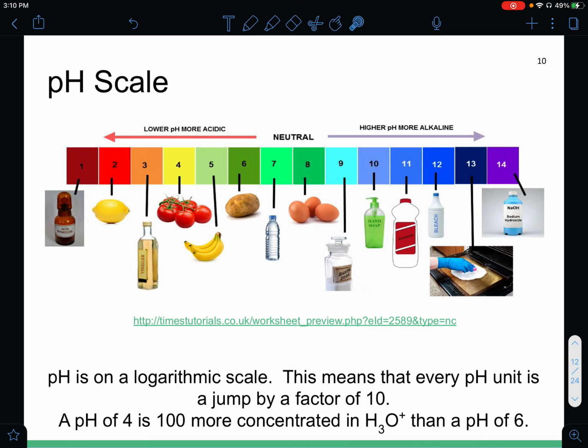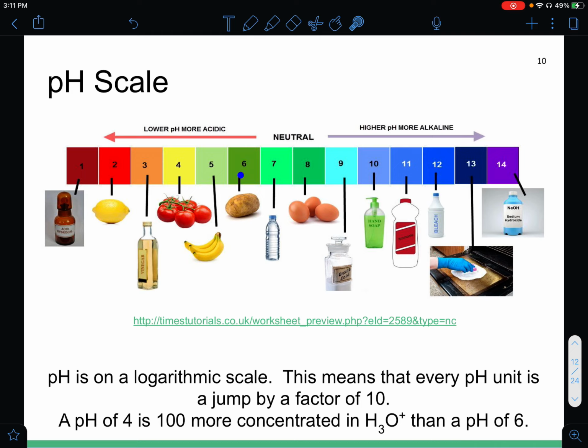And every time that you increase on the pH scale, you are actually going up by a factor of 10 because the pH scale is logarithmic, right? So if you go up, in this example, 2 spots, the concentration is 100 more in OH, or H3O plus ions. Kind of crazy.